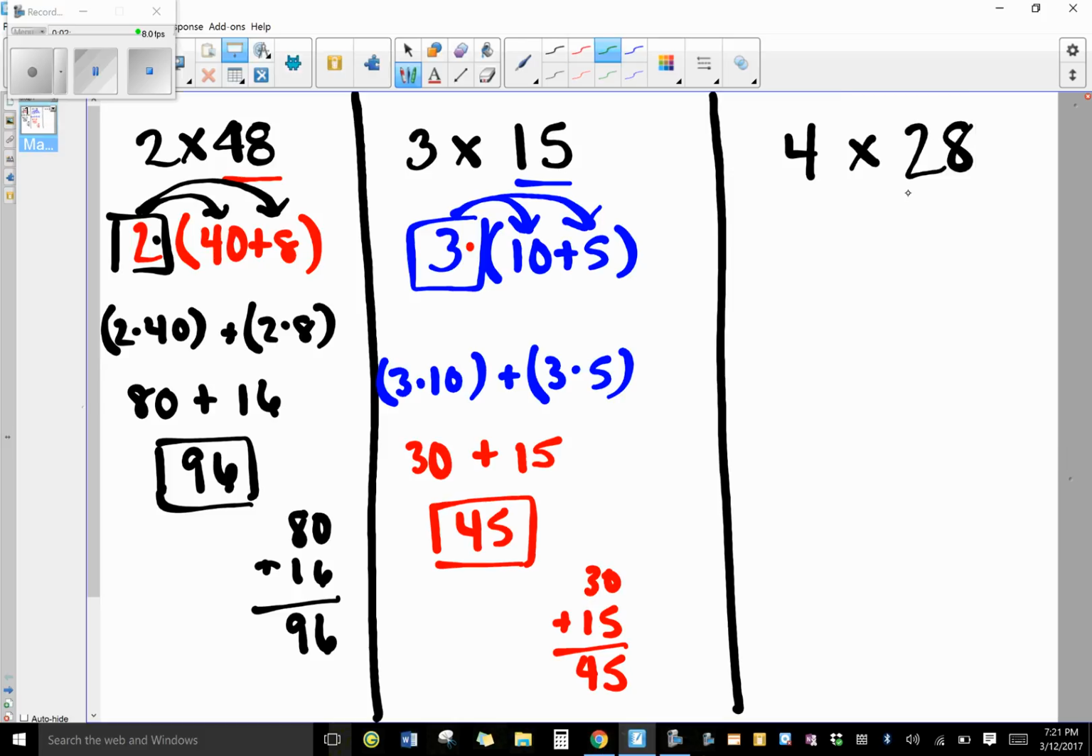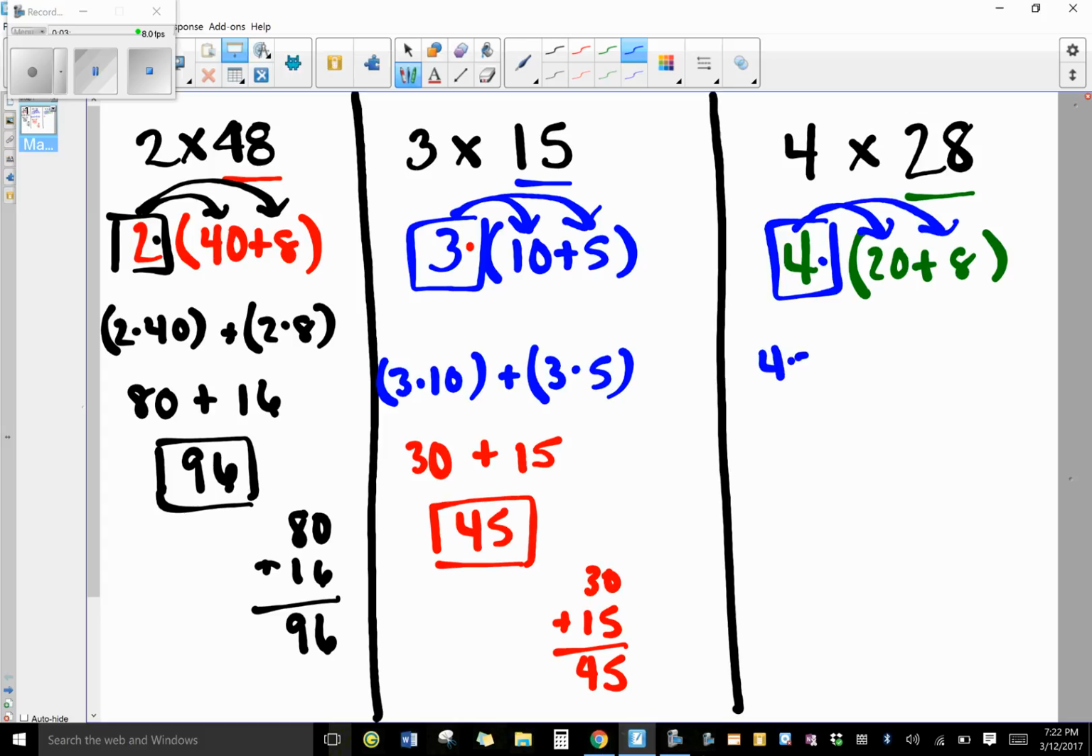Okay, our double digit number is 28. So if I break 28 up into two pieces, it should be 20 plus 8. Okay, remember, since the 2 is in the tens place, it can't just be a 2, it has to be 2 tens, which is 20. Okay, we're going to bring down our 4. Okay, so we now have to distribute everything. Okay, 4 times 20 will be the first thing. Okay, 4 times 8.